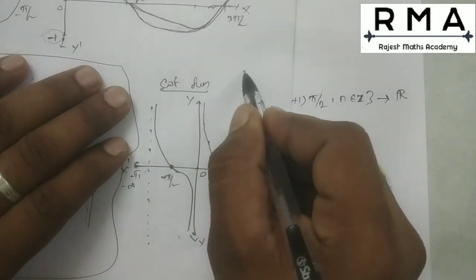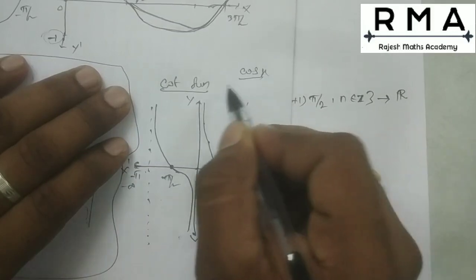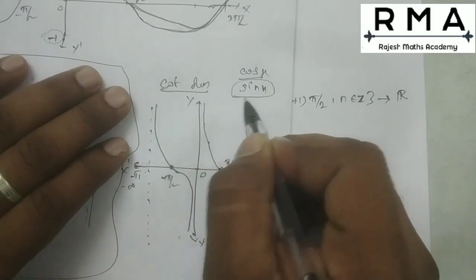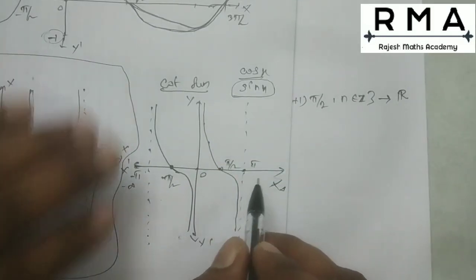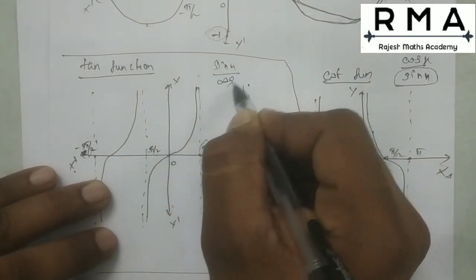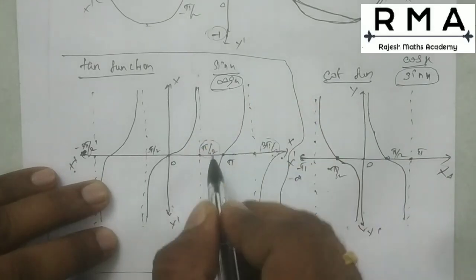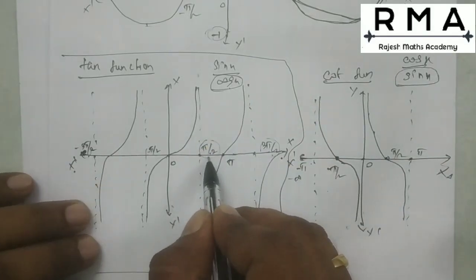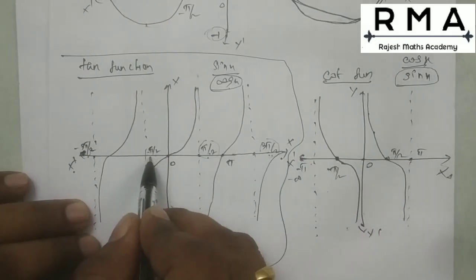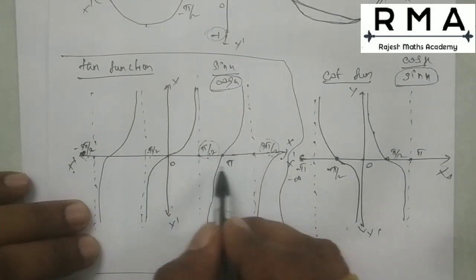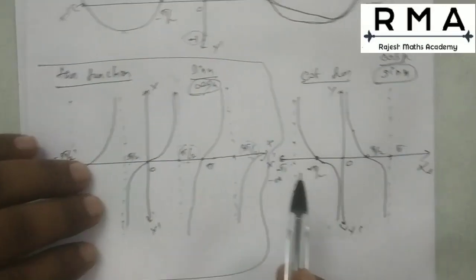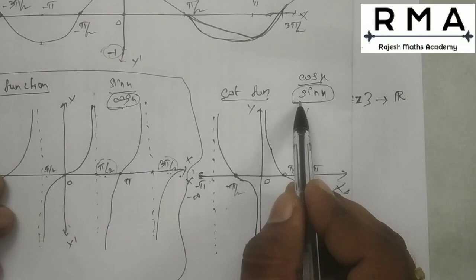Why is it not defined? Because cot can be written as cos x by sin x. So whenever sin x gets 0, at that point the function is not defined. Similarly in the previous case, tan means sin x by cos x, so whenever cos becomes 0, at that point the function is not defined. Cos pi by 2 is 0, cos 3 pi by 2 is 0, cos 5 pi by 2 is 0. Similarly minus pi by 2 is 0, minus 3 pi by 2 is 0. So at all the points where cos gets 0, we have to exclude those points from the domain. Similarly here, whenever sine gets 0, we have to exclude that point from the domain.